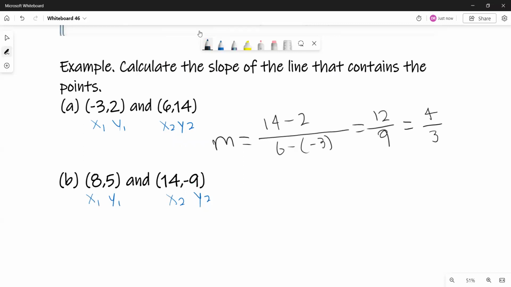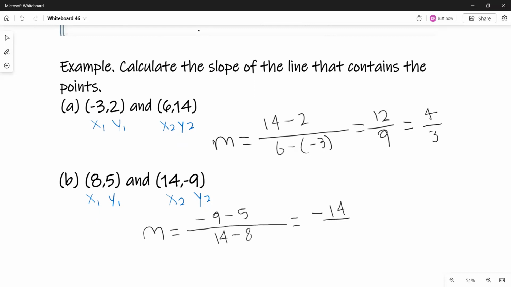The slope is y2 minus y1. So that's negative 9 minus 5 over 14 minus 8. Negative 9 minus 5 is negative 14. And 14 minus 8 is 6. Or you can simplify this fraction as negative 7 over 3. So as it runs 3 units, it falls 7 units, or as it runs 3 units back, it rises 7 units.